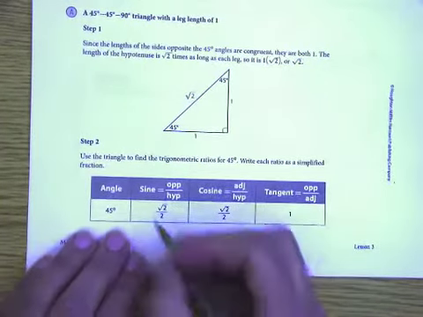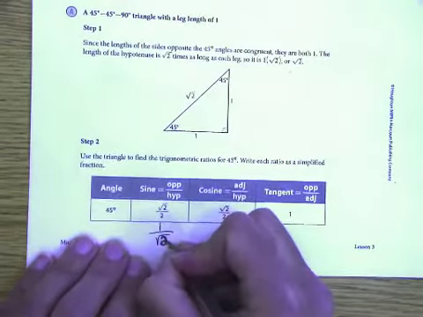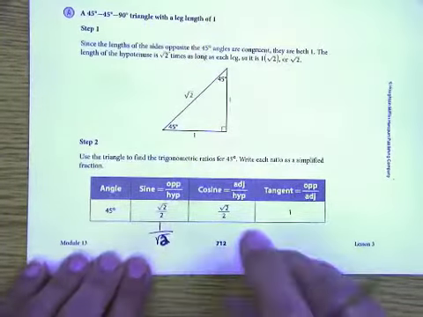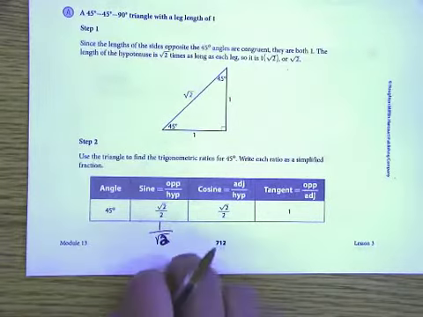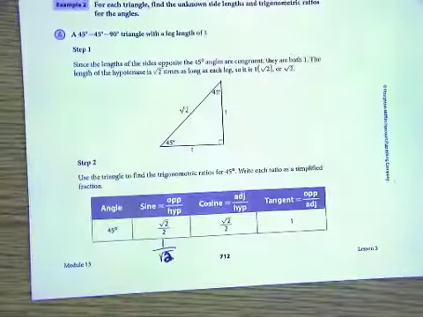So they had this as 1 over radical 2, radical 2. And then they simplified it the way I did back here to get radical 2 over 2.